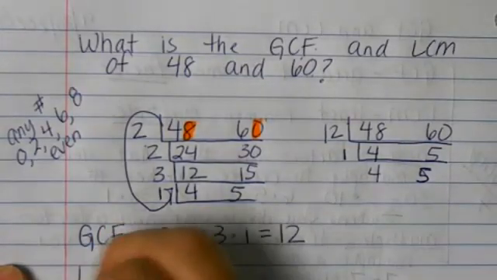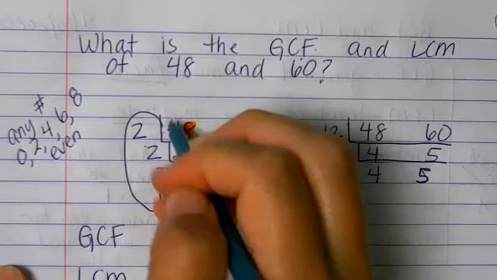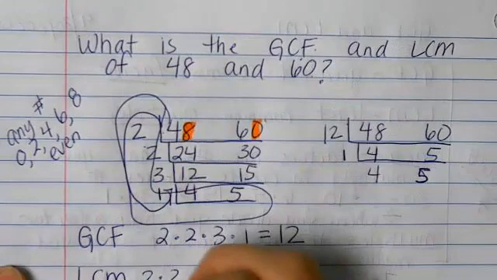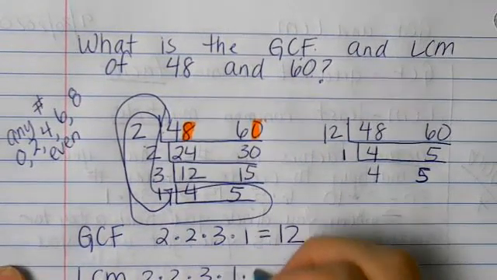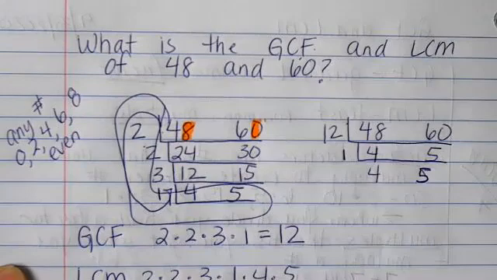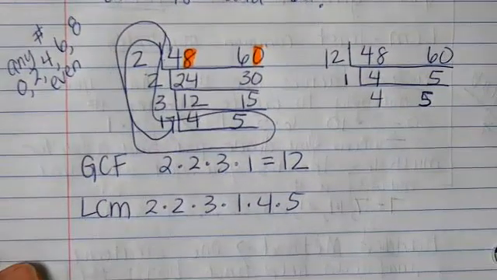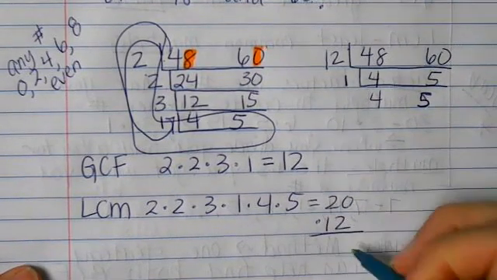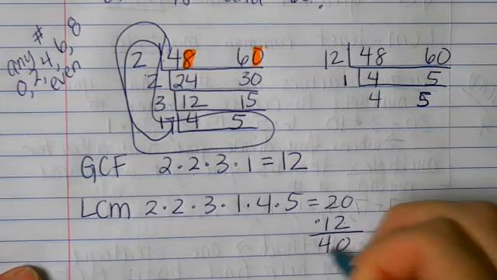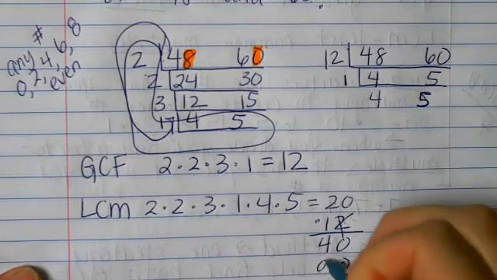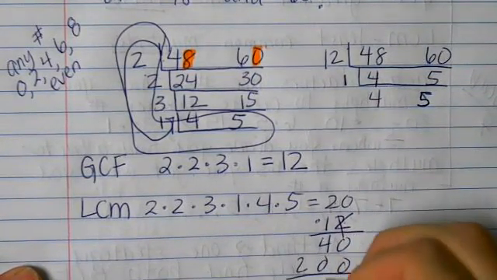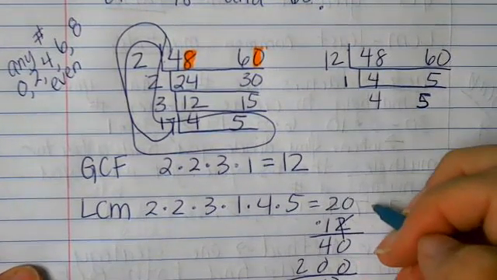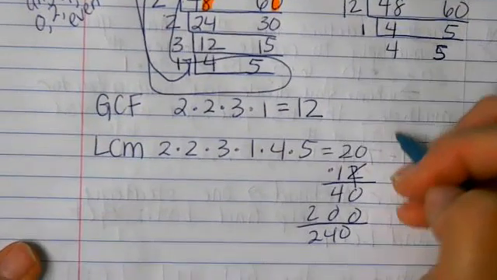And now let's do your LCM. LCM is everything on the outside and the bottom. 2 times 2 times 3 times 1 times 4 times 5. Holy cow, that's a lot of multiplication, right? That ends up being 20 times 12. 240. So your final, is that right? Yeah. Your final answer, your LCM is 240.